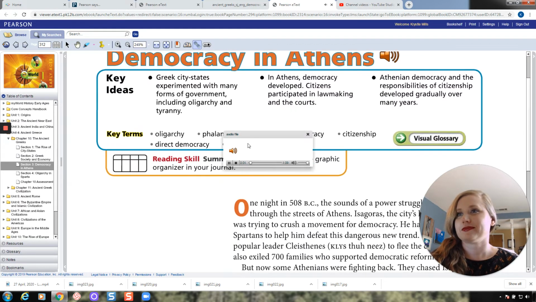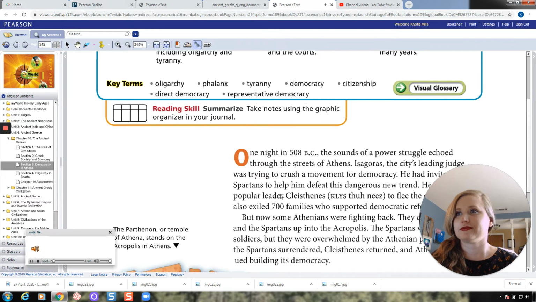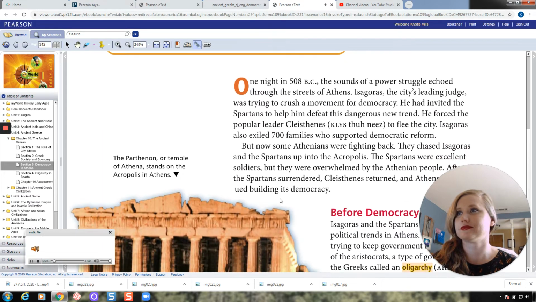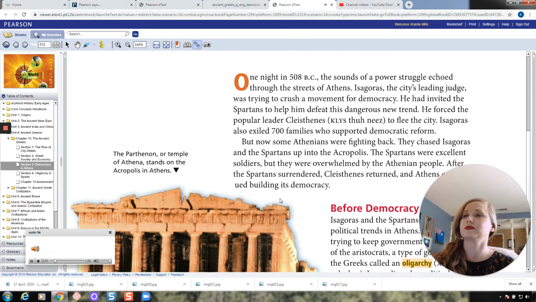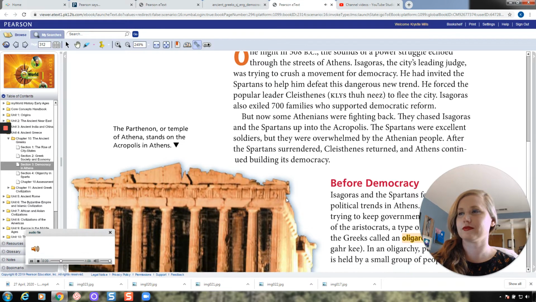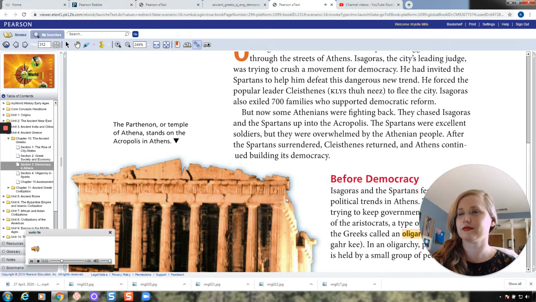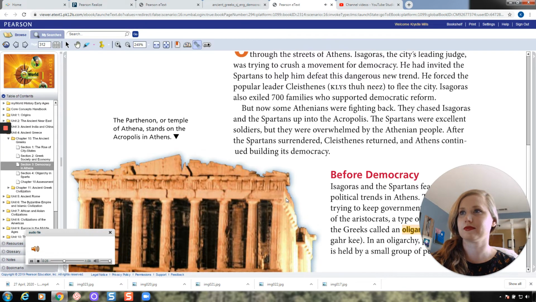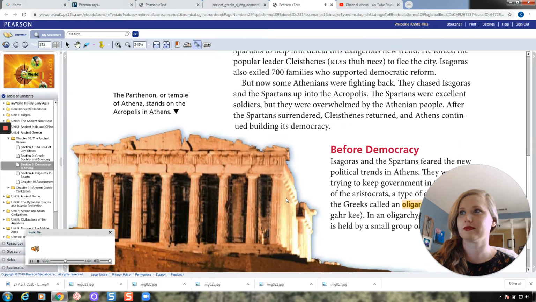Democracy in Athens. One night in 508 BC, the sounds of a power struggle echoed through the streets of Athens. Isagoras, the city's leading judge, was trying to crush a movement for democracy. He had invited the Spartans to help him defeat this dangerous new trend. He forced the popular leader, Cleisthenes, to flee the city. Isagoras also exiled 700 families who supported democratic reform.